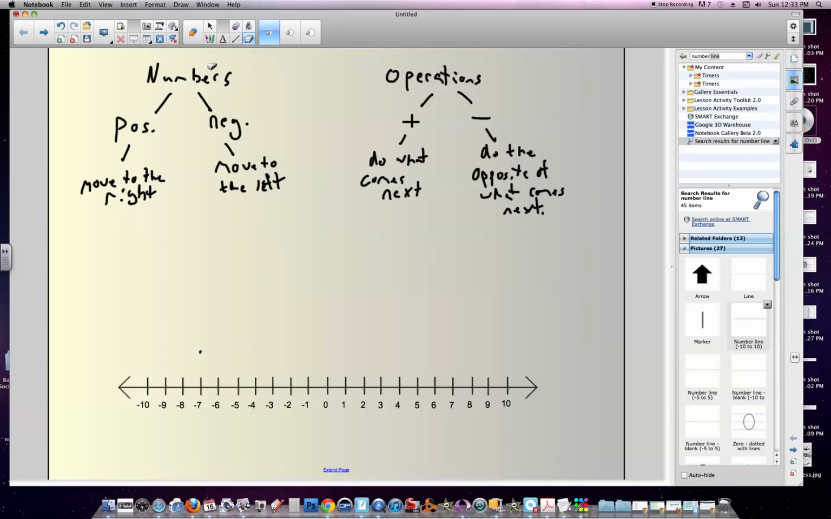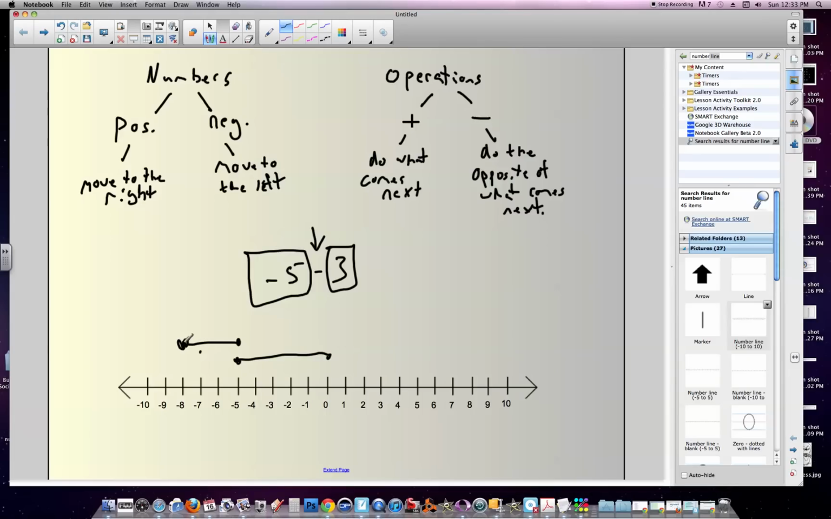Moving along. What if I gave you the problem negative 5 minus 3? All right, first number. It's a negative 5. That means go to the left 5. Then my operation is subtraction, so I need to do the opposite of whatever comes next. Well, this says go to the right 3 because it's positive. I need to do the opposite of that, so I need to go to the left 3. My answer comes out to be negative 8.